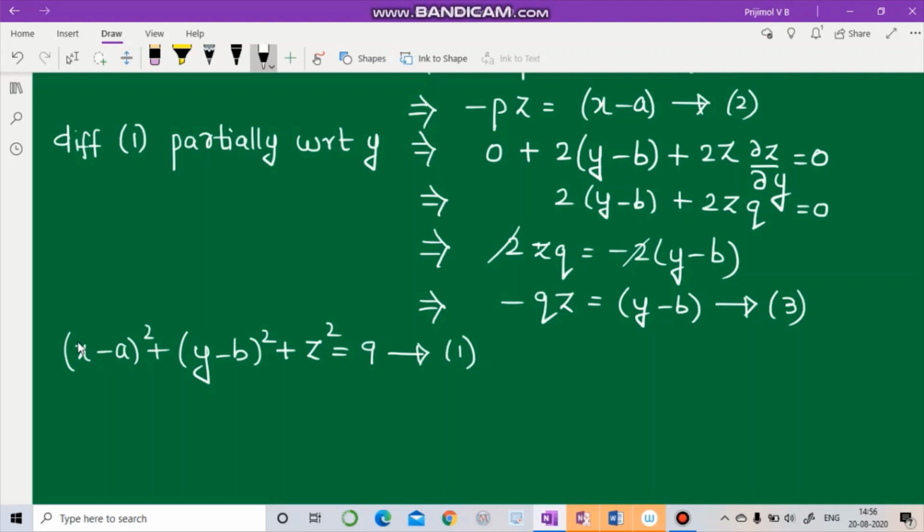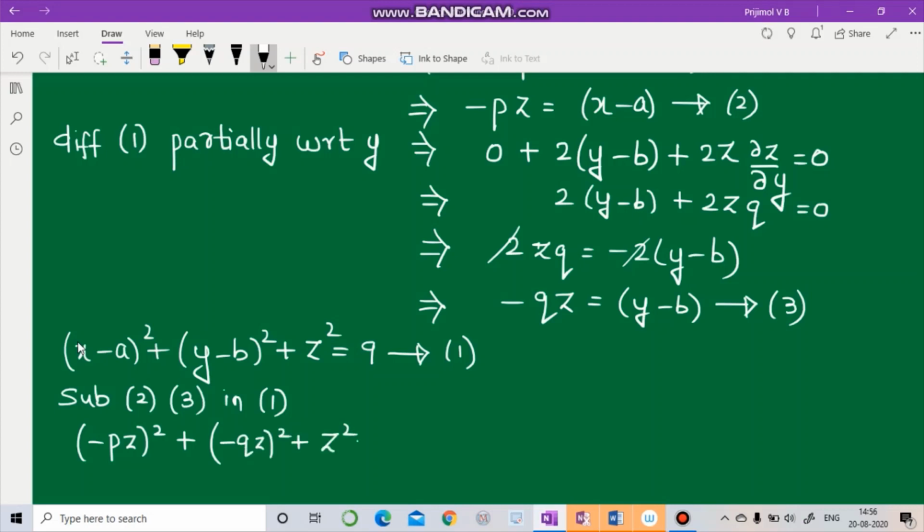So one way of thinking how to solve this problem is by substitution. We can substitute equation 2 and 3 in this equation. So after substituting, what is x minus a? x minus a is minus pz. So minus pz whole square plus y minus b. From our equation 3, y minus b is minus qz whole square plus z square equal to 9, which is nothing but p square z square plus q square z square plus z square equal to 9.